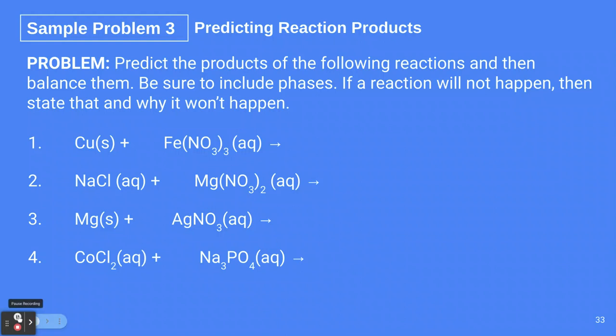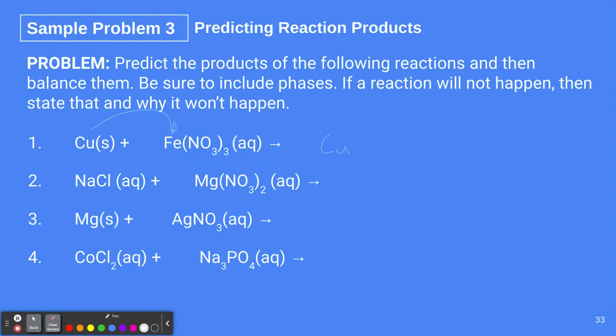All right, so if we take a look, we've got copper and iron nitrate. Initially, we might see that we've got these swapping places. So I'm going to go ahead and figure out what our products would be, and then I'll tell you if the reaction would happen. So copper is going to come on in and try to displace our iron.